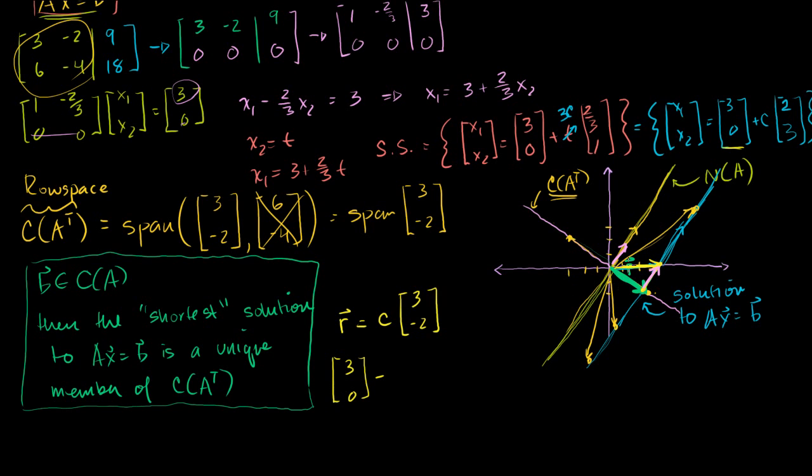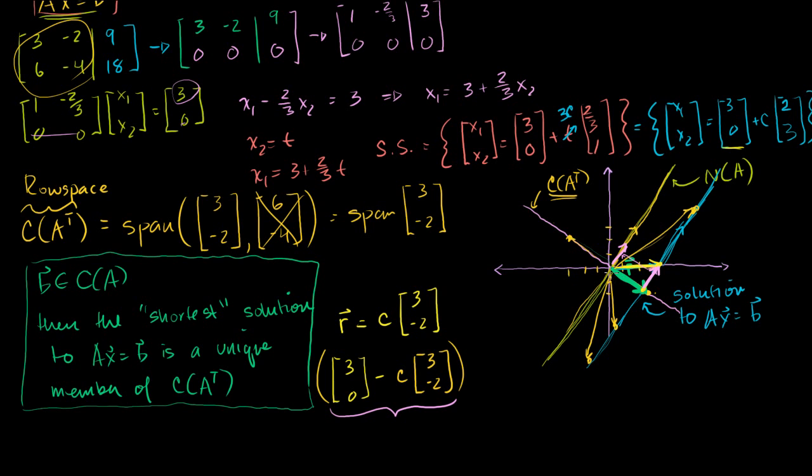So if I take 3, 0, minus my r, so minus c times 3, minus 2, right? That's going to be this pink vector right there. That's in my null space. I could shift it over, right? It's not in standard position there, but if I do it in standard position, it points to something on my null space line. So that's in my null space.